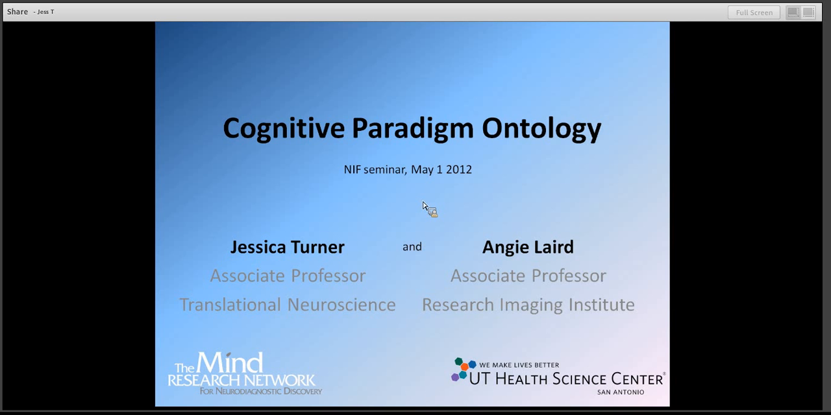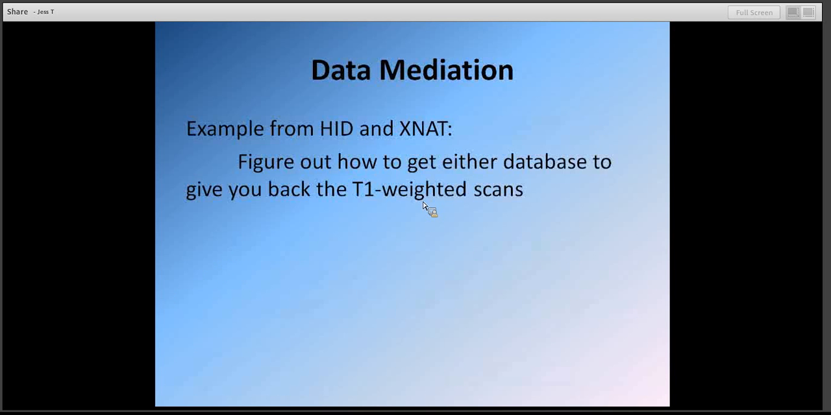Yeah, we're going to be trading back and forth. I have a couple things to say, then Angie will present a little bit more detail about certain aspects of this project, and then I'll come back and wrap it up. So first, one of the key issues for us in cognitive neuroimaging is finding out how to share data. I mean, that's one of the driving forces here.